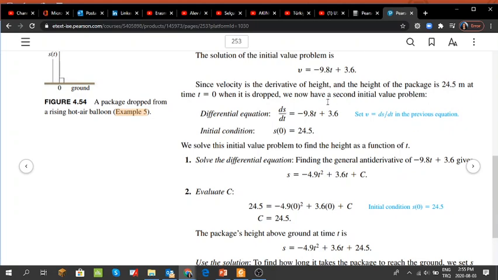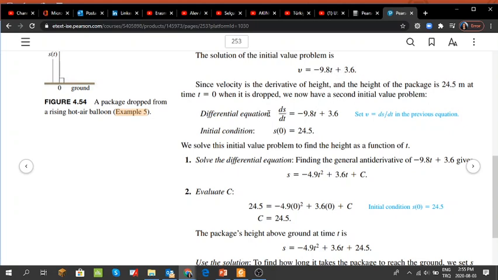So let's find what s of t is. s of t is the distance from the ground. So when it hits the ground, s of t is going to be 0, right? Then maybe from there we will be able to find the time. Our goal is to find s of t. We just found v of t. It is not enough yet. v is the same as ds/dt. We know that, right? ds/dt is equal to v, which is equal to negative 9.8 t plus 3.6.